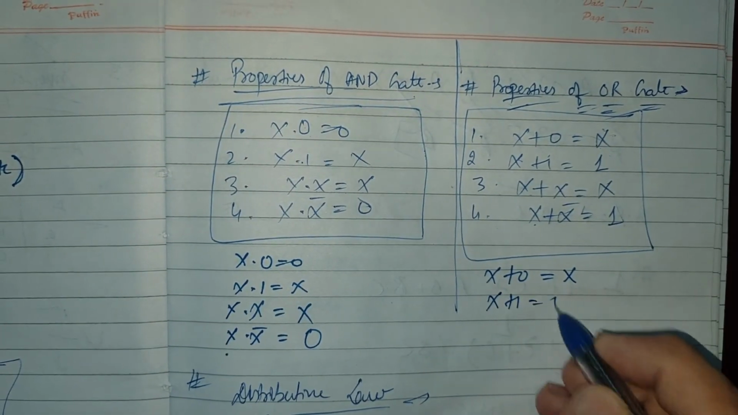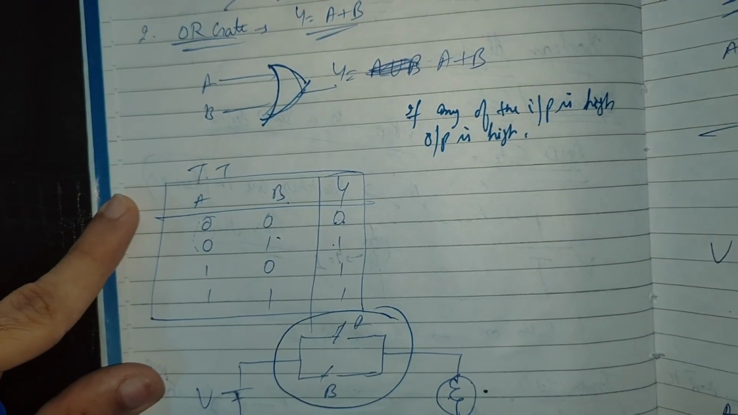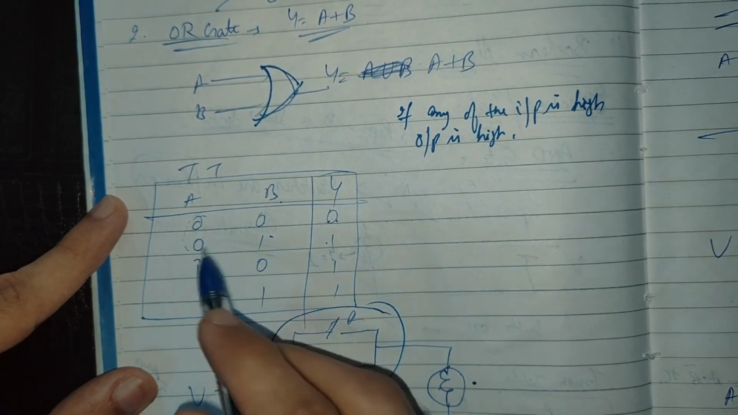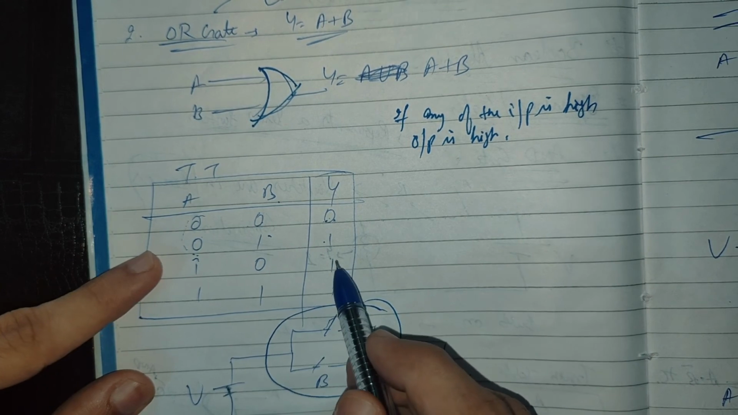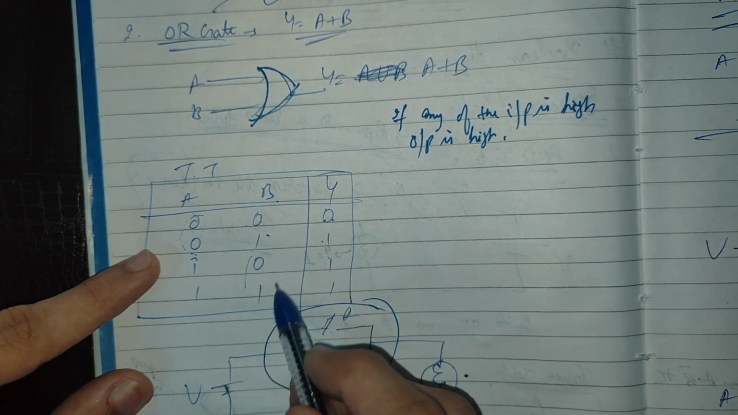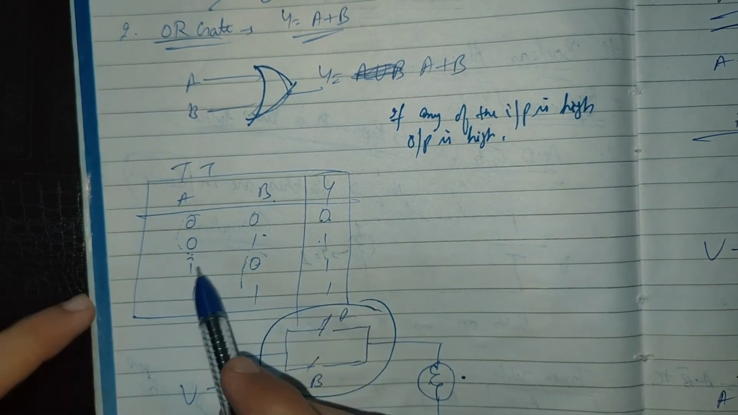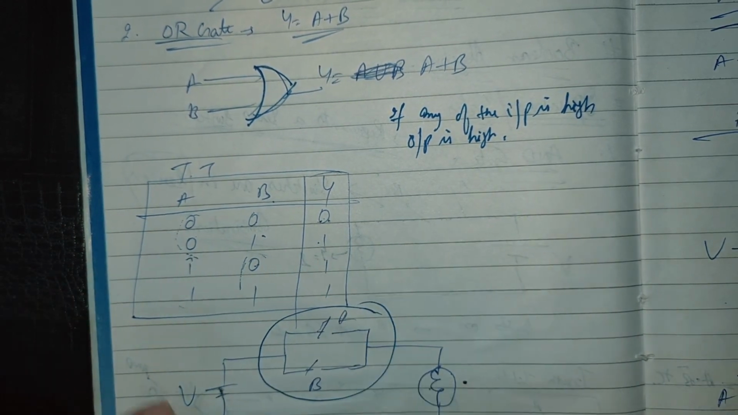x plus 1 is equal to 1. We can see whenever one of the inputs is 1, the output will be 1 irrespective of the other input. Either other input is 0 or 1, it doesn't matter. If any of the inputs is 1, the output would be 1 in an OR gate.